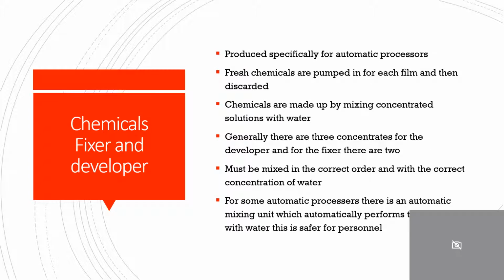So the chemicals that are involved in relation to this sort of processing, which we term wet processing, are fixture and developer. They are produced specifically for automatic processors. The fresh chemicals are pumped in for each film and then discarded. The chemicals are made up by mixing concentrated solutions with water, and generally there are 3 concentrates for the developer, and for the fixture there are 2. They must be mixed in the correct order and with the correct concentration of water. For some automatic processors, there's an automatic mixing unit which automatically performs the dilution with water, and this is certainly much safer for personnel involved.